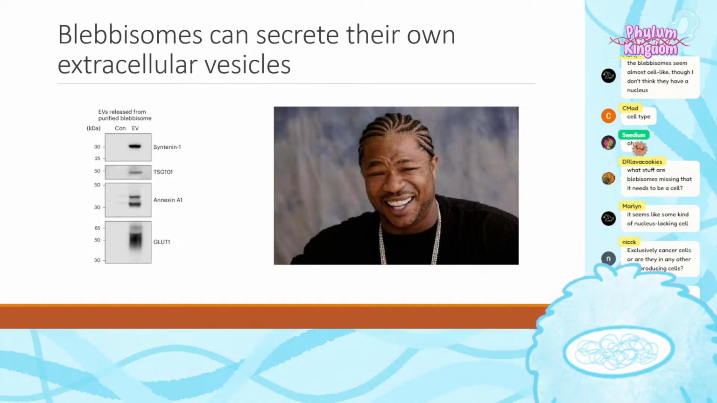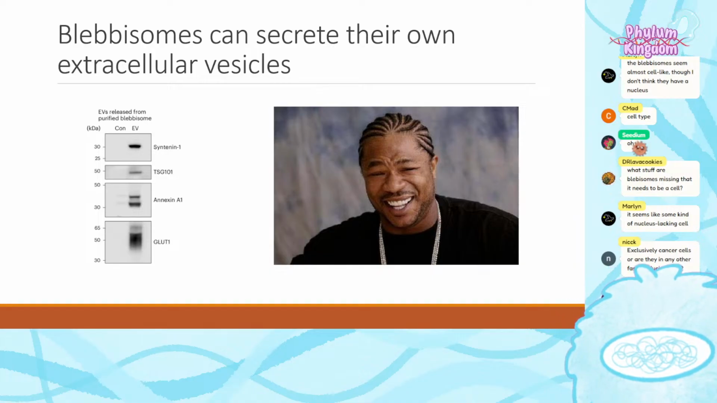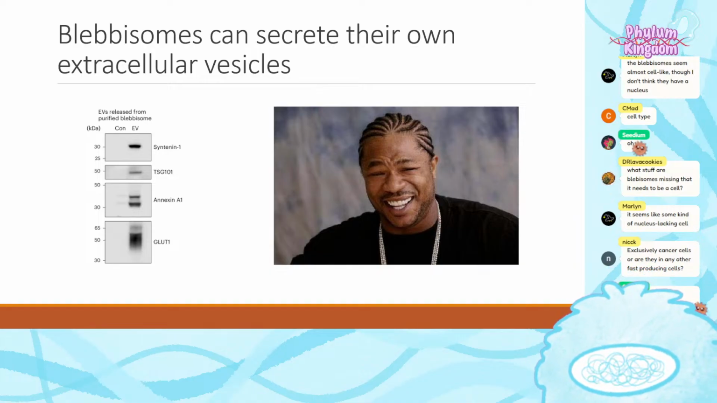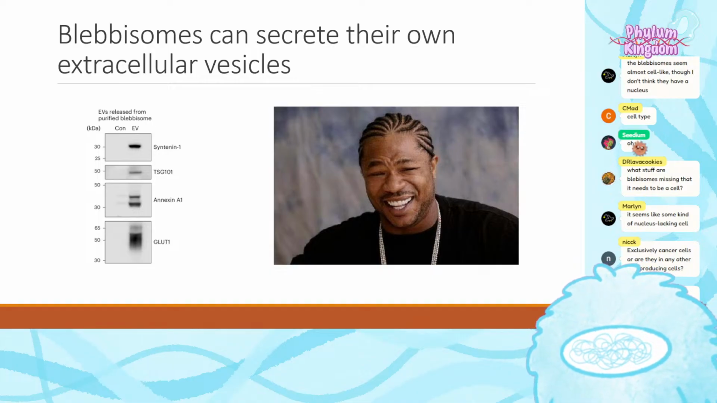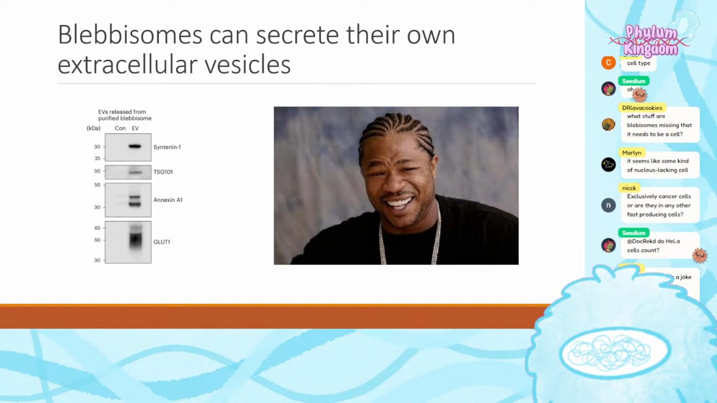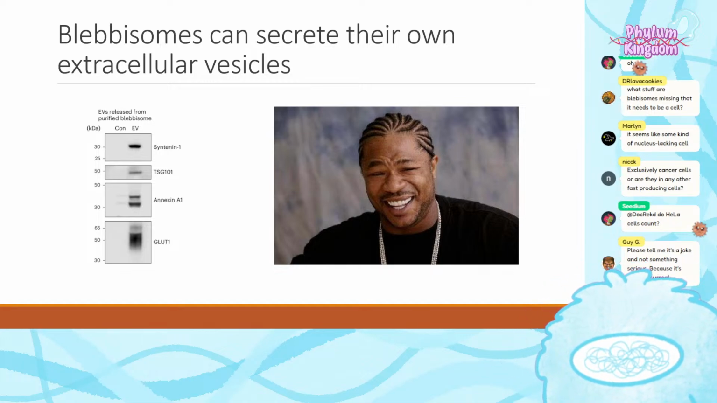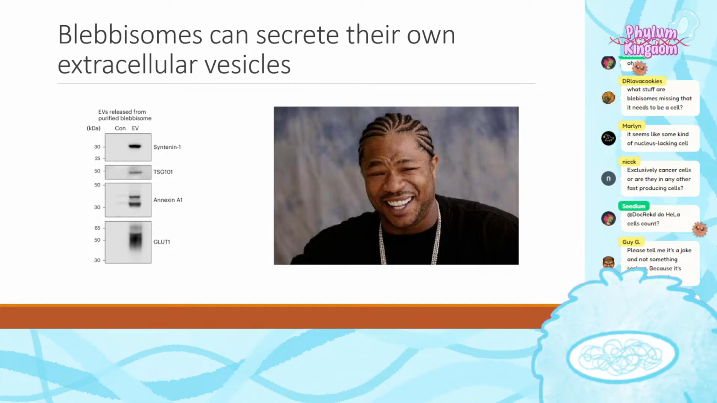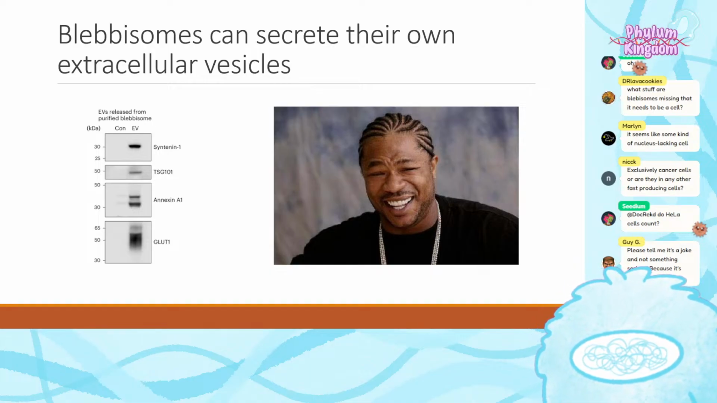Exclusively cancer cells, or are they in any other fast-producing cells? An excellent question, Nick. This paper is from February of 2025. We don't know, which means if some of you are reaching the end of your undergraduate career, you might be a part of the wave of people that discovers when this blebosome thing actually happens, right? We know that cancer cells do this. I don't think we know if any other cell does this, although you can read the paper linked in the description if you want the author's take on it, because I didn't read the paper in full. I only did the snippets for the stream.